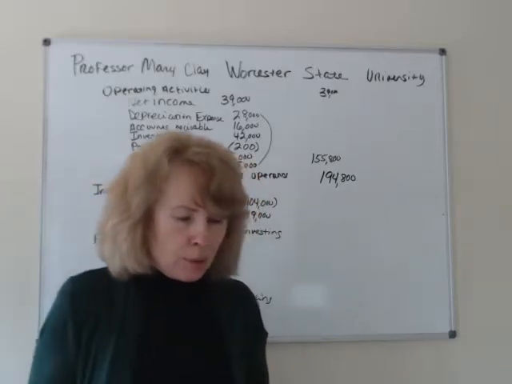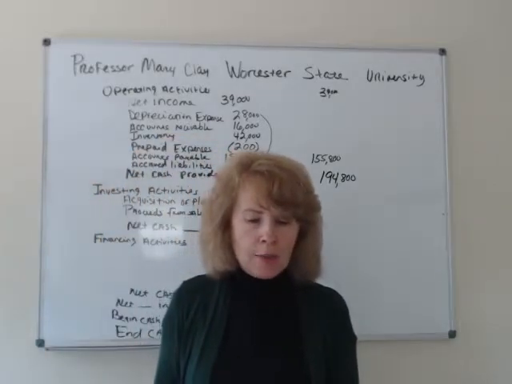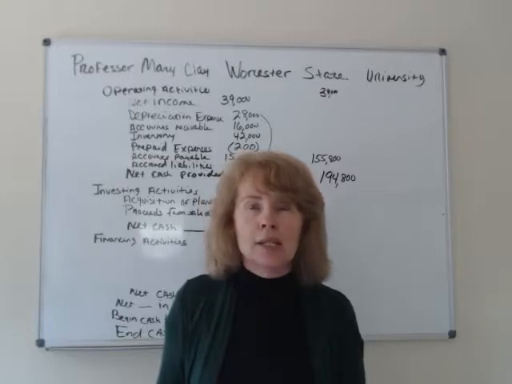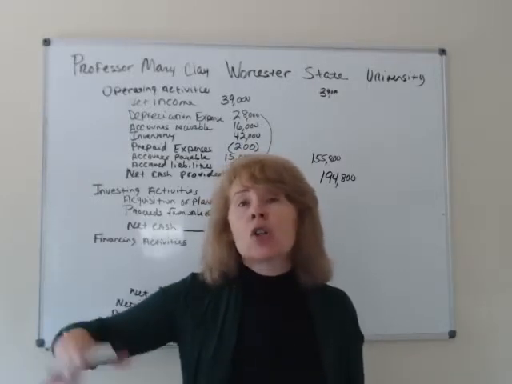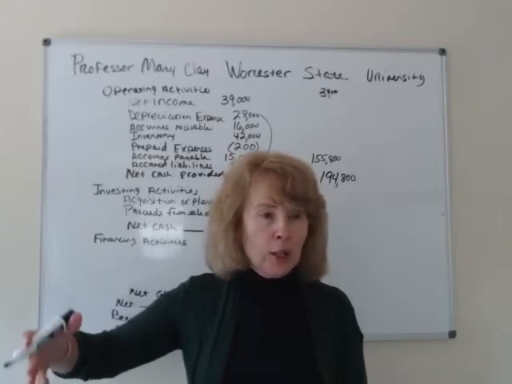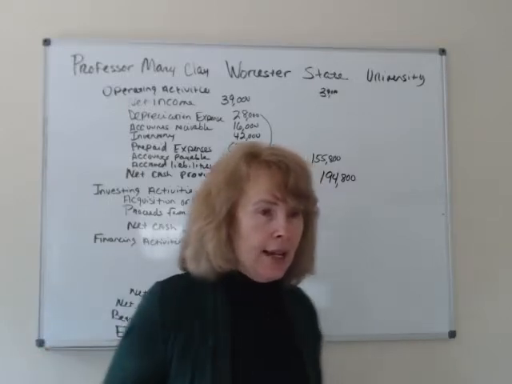C. Proceeds from the issuance of common stock totaled $31,000. Again, proceeds is just cash. So they issued common stock for $31,000. Okay, so what do I do?